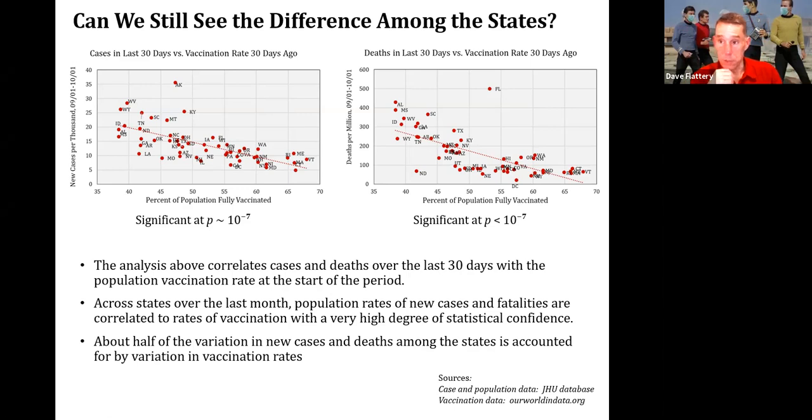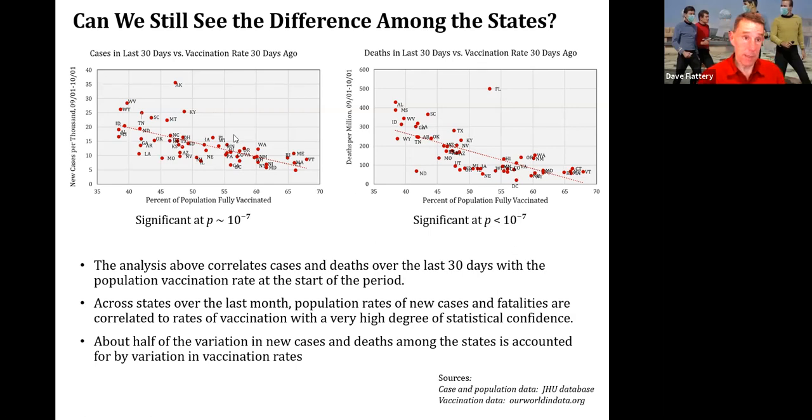And the correlation is clear. The estimate is it explains a little bit less than half of the variability among states in terms of the fatalities per thousand is accounted for by variation in vaccination, degree of vaccination of the populations.